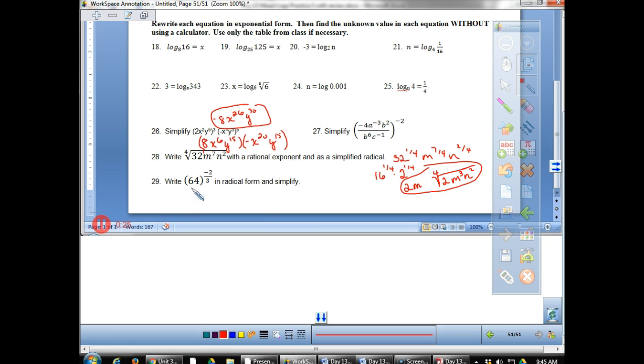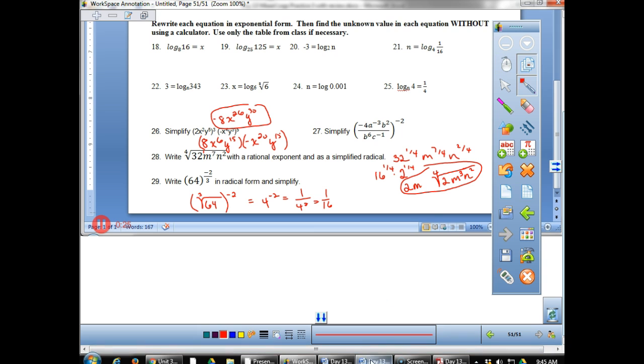And then finally for ones like 29, I would just rewrite this with a root of 3. So I'm going to find the cube root of 64 and then raise that to the negative 2. And then the cube root of 64 is 4. So 4 to the negative 2 is going to be 1/4 squared, which is 1/16. So that is how you do a few of those problems from that worksheet.